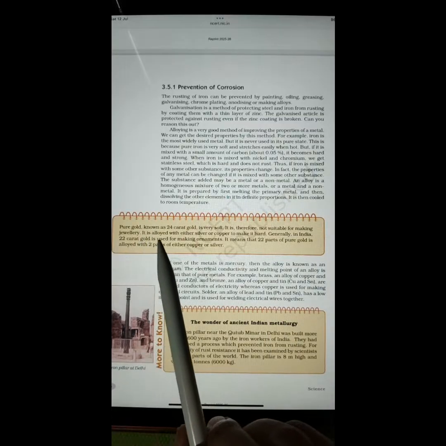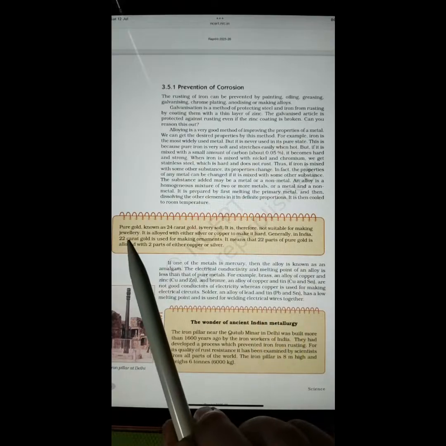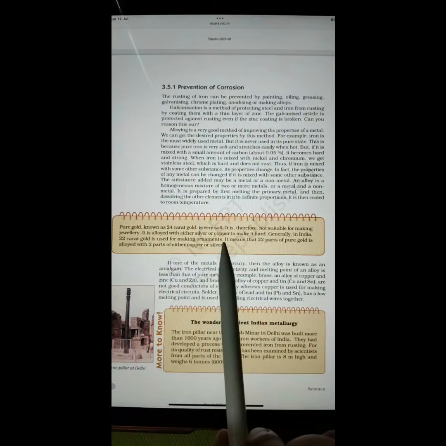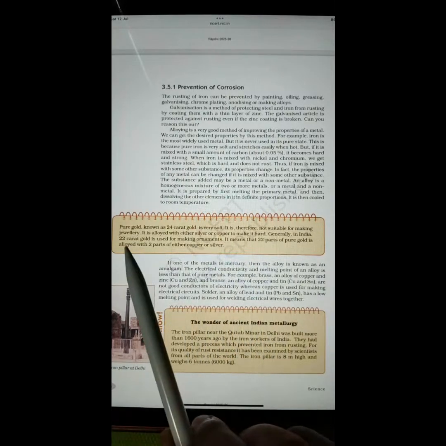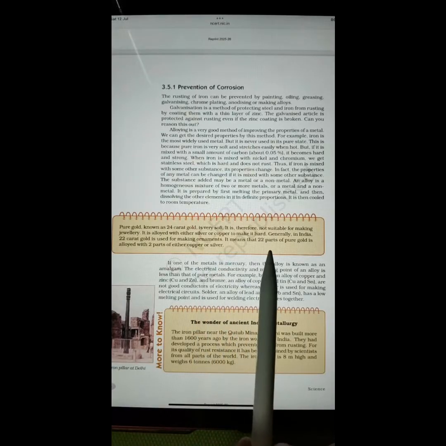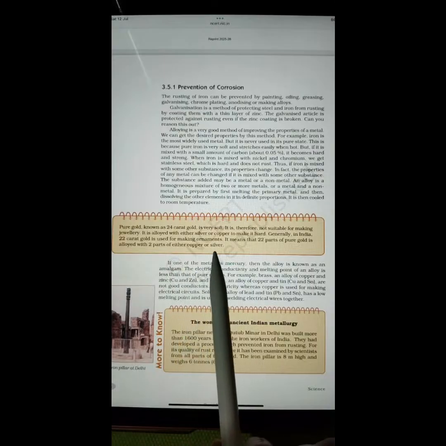Pure gold, known as 24 karat gold, is very soft. It is therefore not suitable for making jewelry. It is alloyed with either silver or copper to make it hard. Generally, in India, 22 karat gold is used for making ornaments. It means that 22 parts of pure gold are alloyed with 2 parts of either copper or silver.